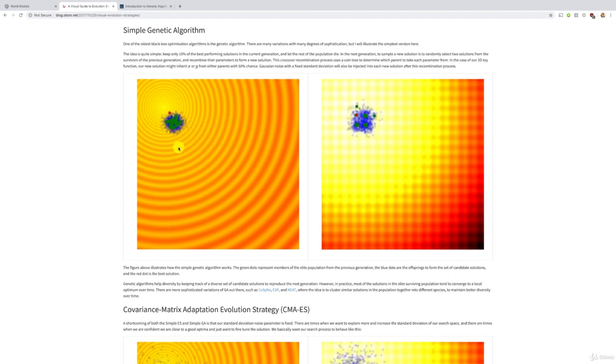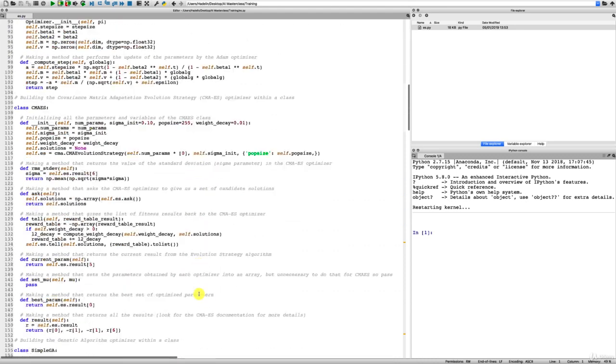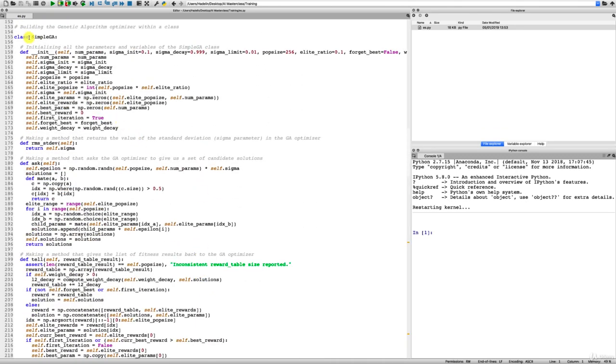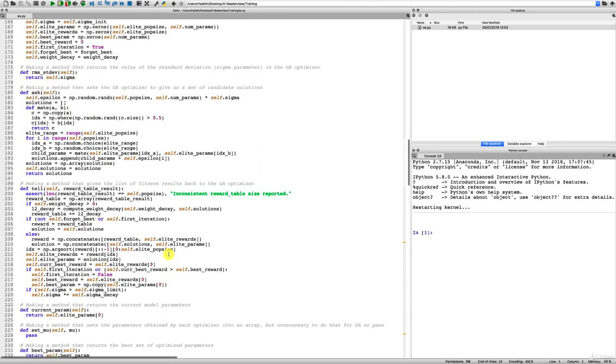All right, so before we move on to the next one, covariance matrix adaptation evolution strategy, I just want to show you where the genetic algorithm is in the code. You will find it very easily. It is right here, it's a simple GA, and it is implemented from scratch with all the parameters. You have a lot of parameters with that same process, with first the ask method that gives us a set of candidate solutions, then the tell method that gives the list of fitness results back to the GA optimizer, and then the other important methods that, for example, return the best set of optimized parameters. So if you're interested in this algorithm, you have the full code.